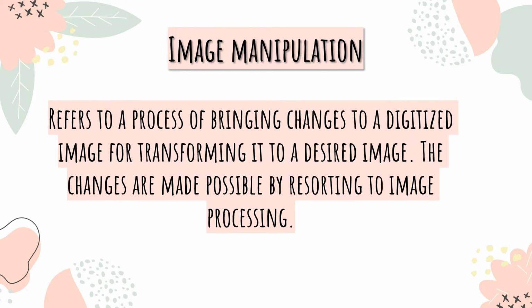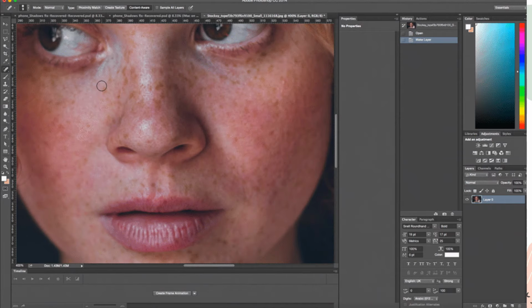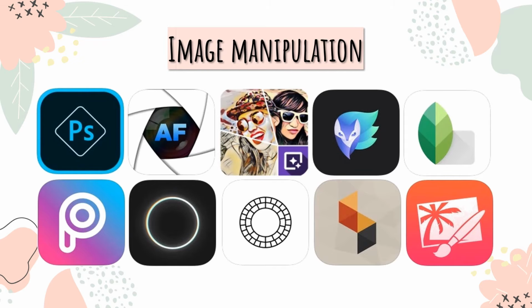Image manipulation. Image manipulation refers to a process of bringing changes to a digitized image for transforming it to a desired image. The changes are made possible by resorting to image processing. Image manipulation is utilized to create magazine covers and albums from photographs. A single photograph may be modified to suit the requirement, or several photographs can be combined to form a collage. Currently, there are numerous software applications ranging from professional applications to basic imaging software.